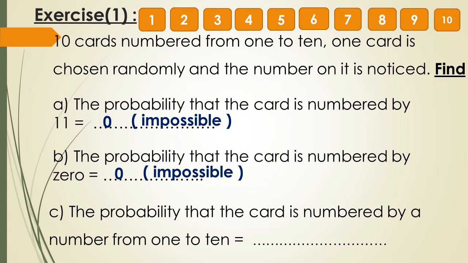Letter C. The probability that the card is numbered by a number from 1 to 10. Here is a certain event because all the cards are numbered from 1 to 10. So we can take any card that is numbered from 1 to 10. So 1, it's a certain event.